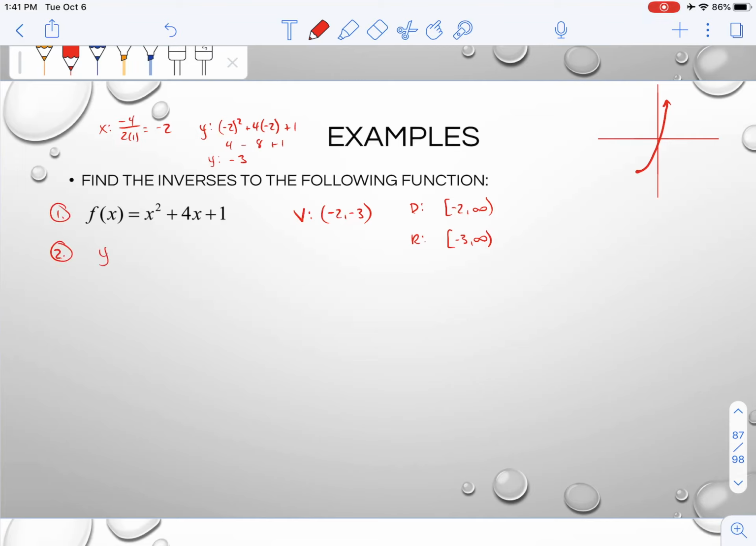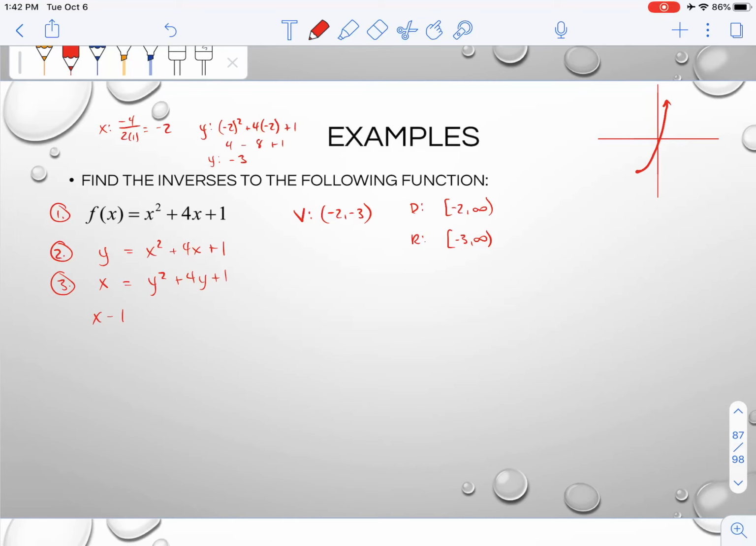Step 2, I want to replace f of x with y. And step 3, I'm going to switch x and y. Okay, now I need to solve for y. All right, this doesn't factor, which doesn't really help us anyhow. Right, I have to complete the square here. Right, regardless of what the a value is, we've got to complete the square. So I'm going to isolate.